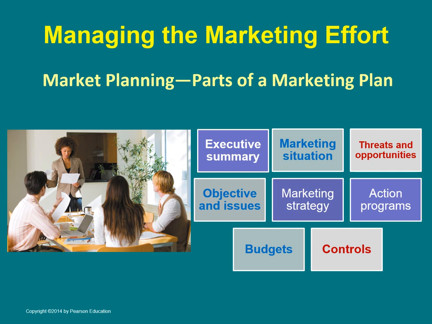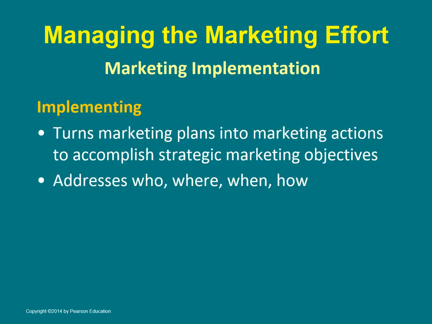Managing the marketing effort: marketing planning. These are the parts of a marketing plan: executive summary, marketing situation, threats and opportunities, objectives and issues, marketing strategy, action programs, budgets, and controls. Marketing implementation turns marketing plans into marketing actions to accomplish strategic marketing objectives, and addresses who, how, where, and when.